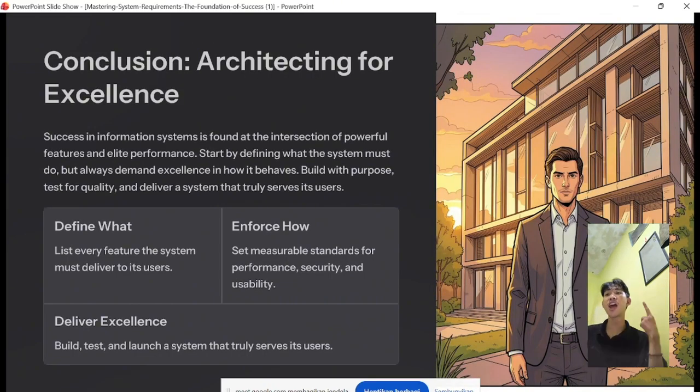Conclusion: demanding excellence. Success in information systems is found at the intersection of powerful features and elite performance. Start by defining what the system must do, but always demand excellence in how it behaves. Build it with purpose, test for quality, and deliver systems that truly perform.